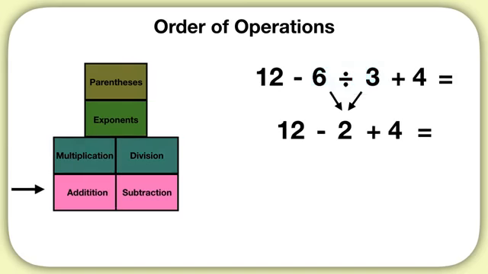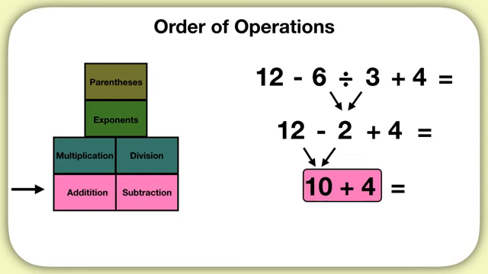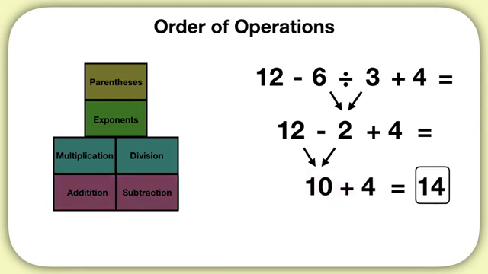We'll bring down our equation, and now what should I solve next? Well, we see both addition and subtraction in the equation now. When you see both of them, remember to just move left to right. So first we're going to solve 12 minus 2. That gives us 10. Now what is the answer to this problem? The last step is to add 10 plus 4 to get 14, and because there's no more addition or subtraction, our answer is just 14.